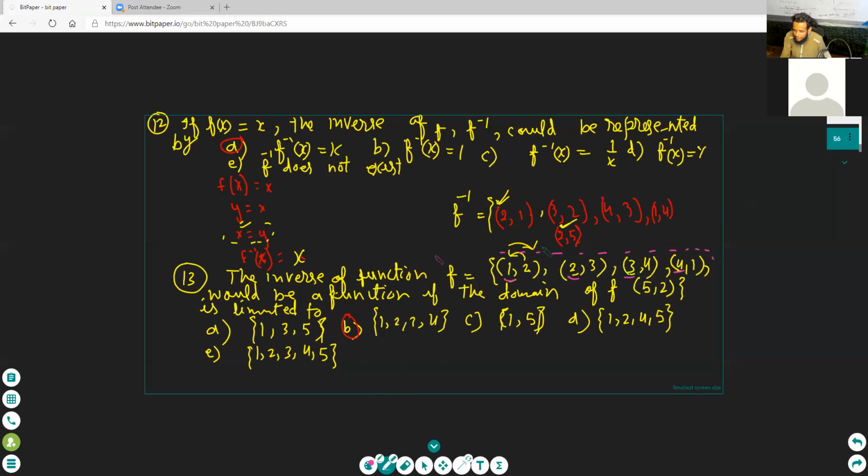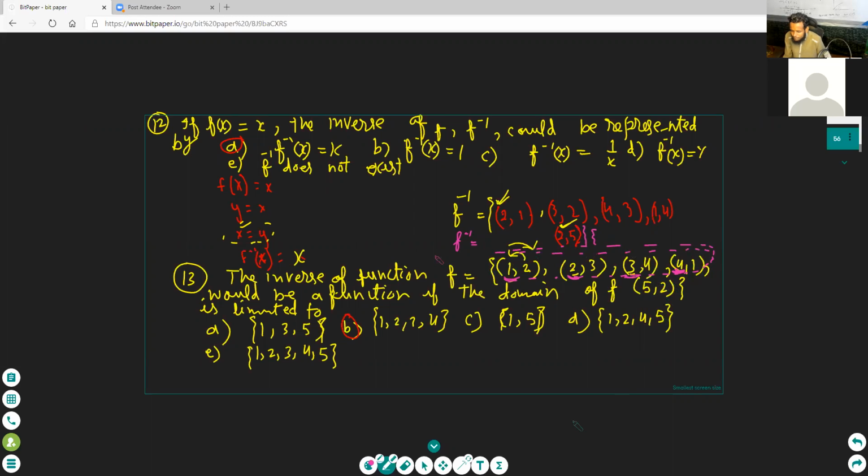It is not a function, but if you take the domain as 1, 2, 3, 4, if you limit the domain 1, 2, 3, then check these intervals. Check f inverse for these intervals. What is the f inverse? Find the f inverse for these intervals, as we are limiting the domain.